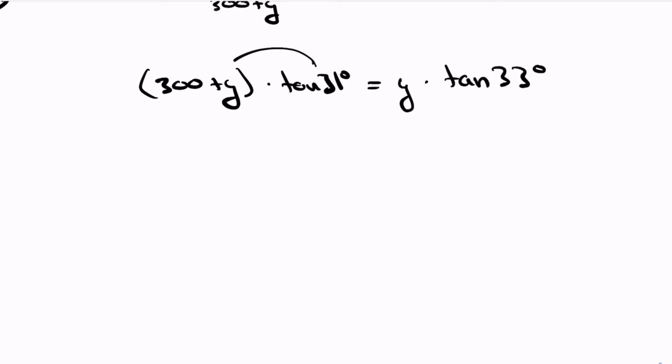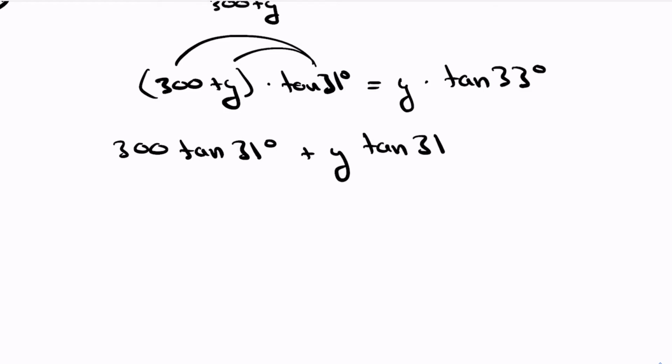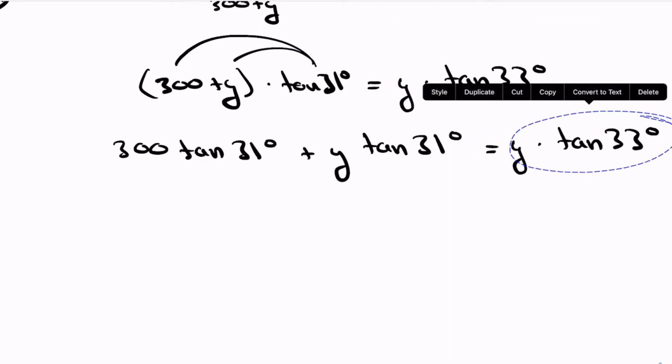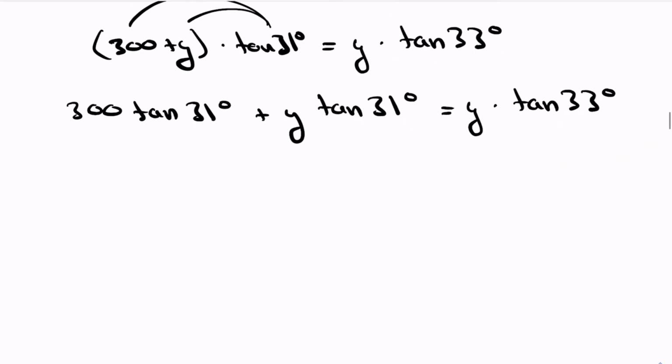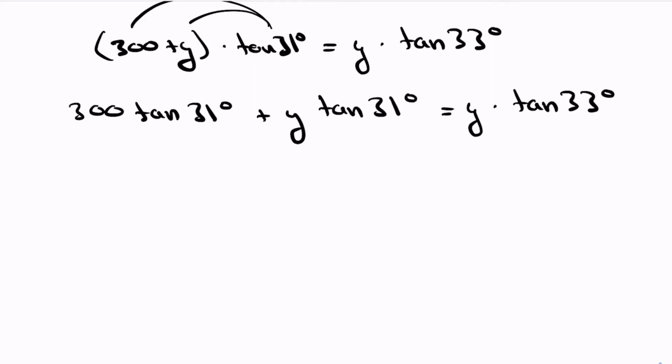So let me multiply the tan 31 into the brackets. So I'm going to get 300 tan 31 degrees plus y tan 31 degrees equals everything on this side here. And I'm trying to solve for y. So I'm going to bring all the y's over to my left-hand side and everything that doesn't have y onto my right-hand side. So this is going to come over here, and this guy will go over here.